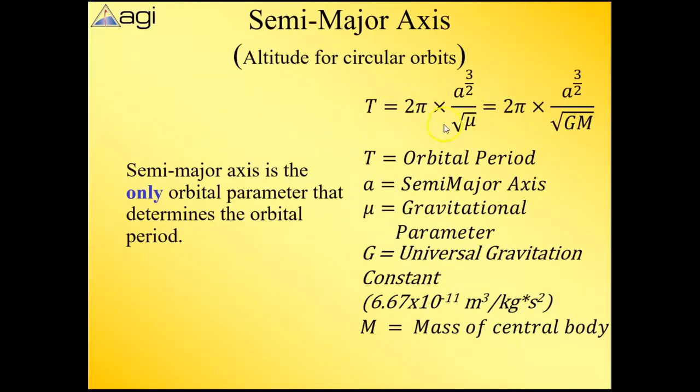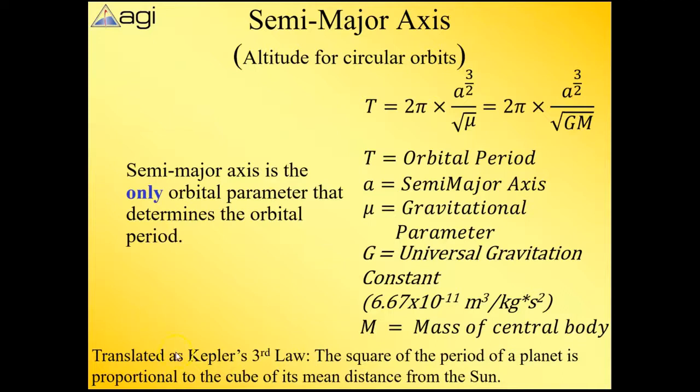So here, things seem to get a little bit more complicated, and we won't go into some of these equations, but we'll talk about this for a moment so you can see how this works. The semi-major axis is the only orbital parameter that determines the orbital period. So this is translated as Kepler's third law. The square of the period of a planet is proportional to the cube of its mean distance from the sun.